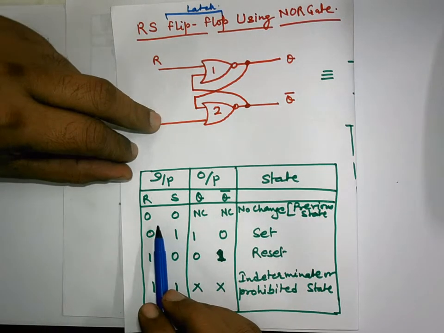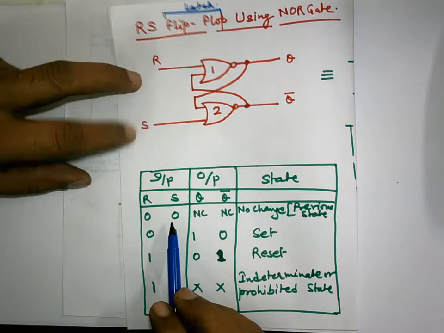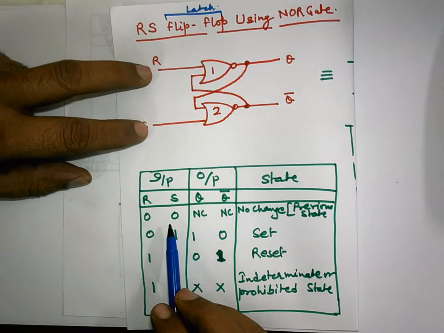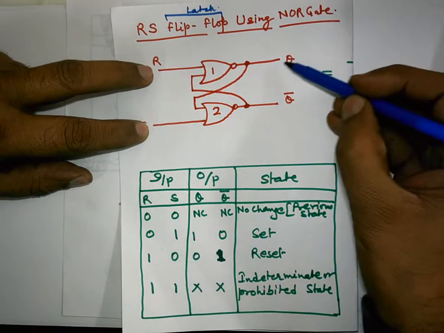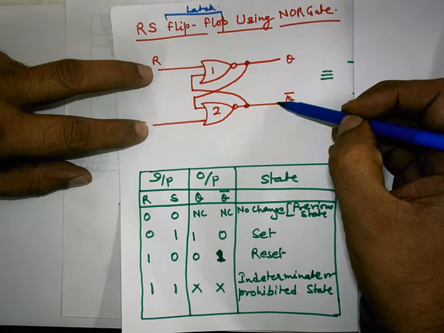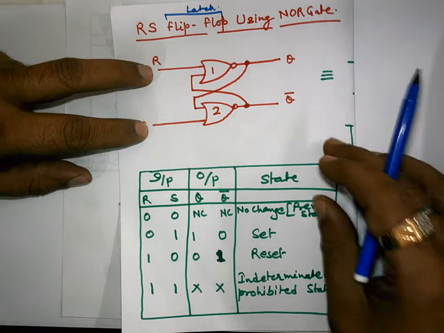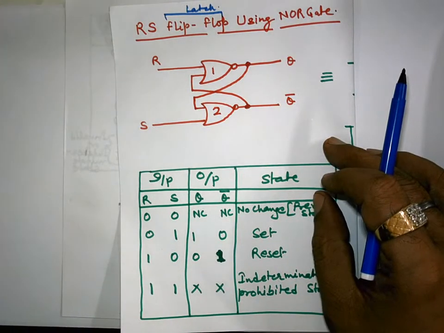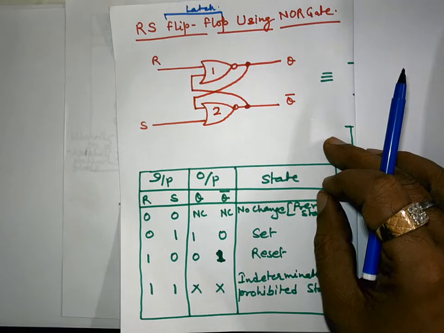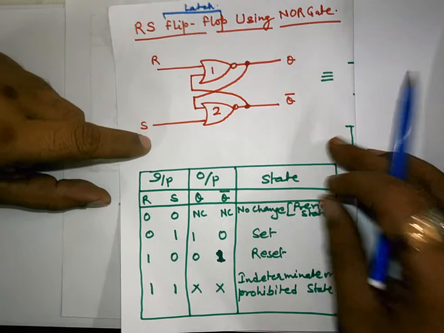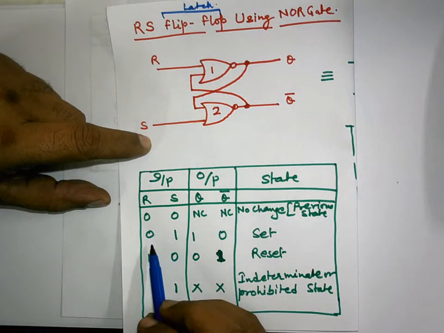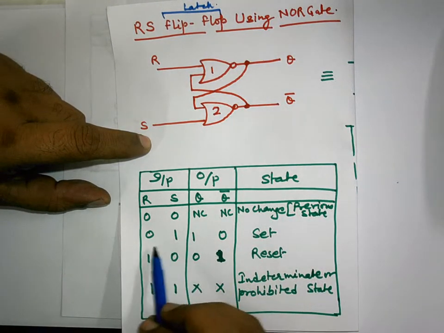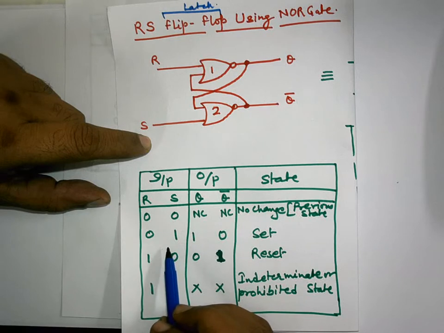So the input output behavior shows that if we apply 0 0 at S and R input, there will not be any change in the state that is already available at the output of this flip flop. This means if we do not apply anything on that latch, that will remain latched in the state that it is available.